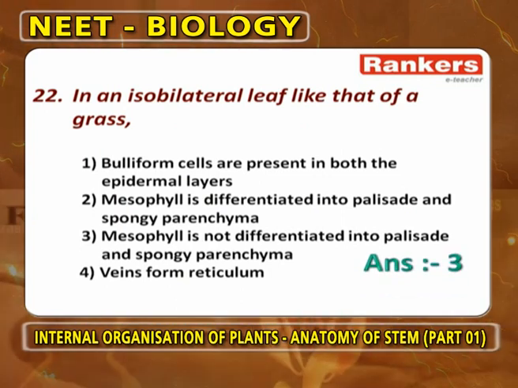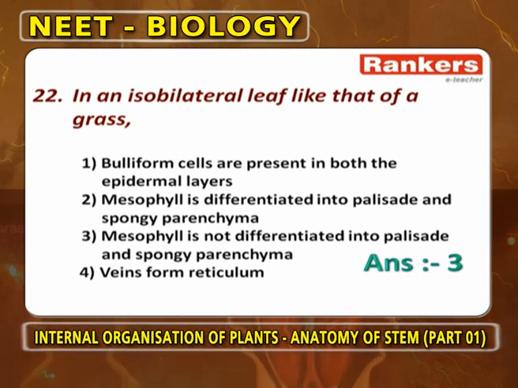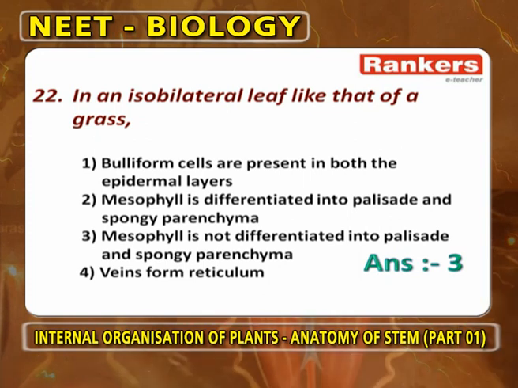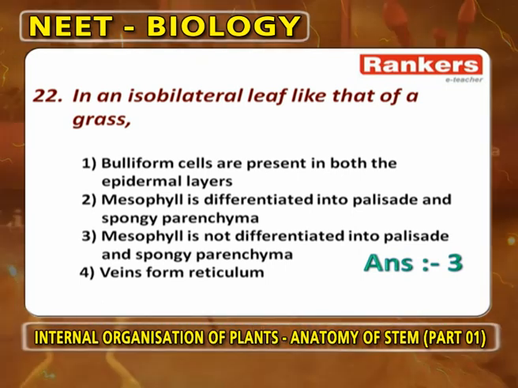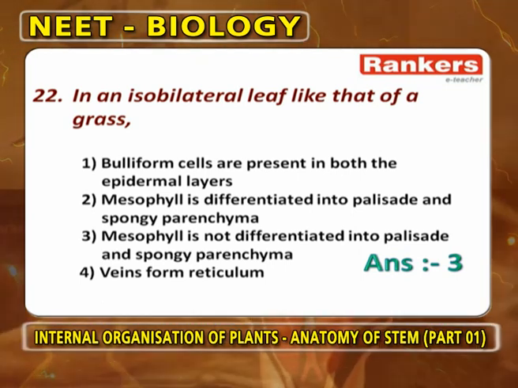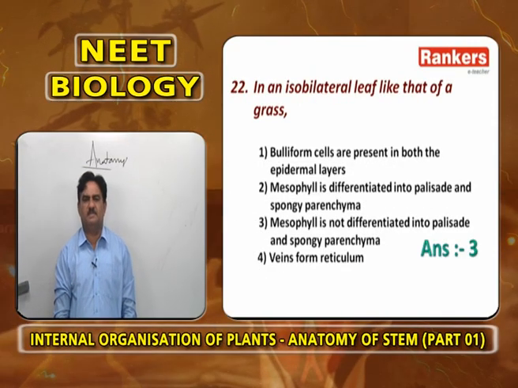In an isobilateral leaf, that of a grass, bulliform cells are present in both epidermal layers is wrong. Bulliform cells are present only in the upper epidermal cells. Mesophyll is differentiated into palisade and spongy tissue is wrong, because mesophyll is divided into palisade and spongy tissue only in a dicot leaf, not in a monocot leaf like grass. Mesophyll is not differentiated into palisade and spongy tissue. It is correct.